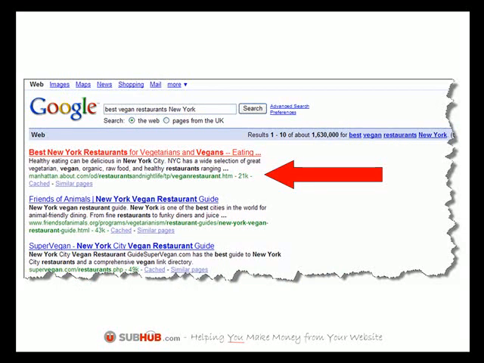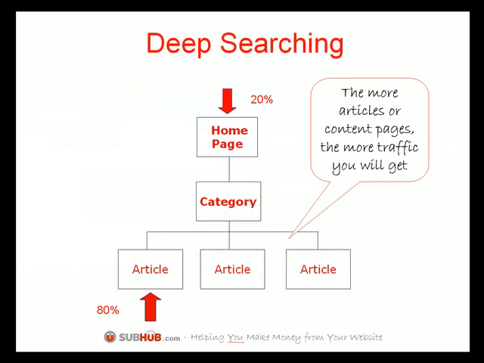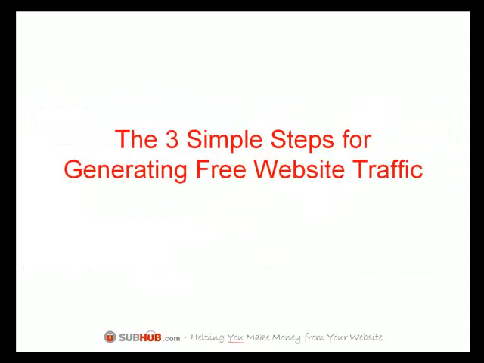So it follows that the more articles or content pages you get, the more chance they have of being listed on page 1, 2 or 3 of the search results pages. So it follows that the more articles you have, the more traffic you'll get. So based on that information, there are 3 simple steps we can take for generating more free traffic.